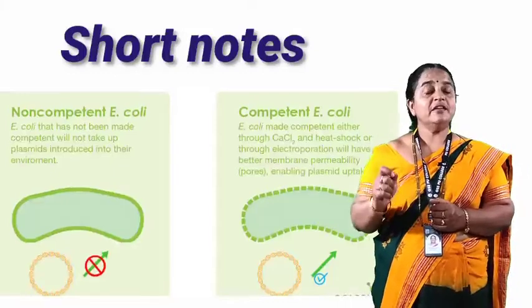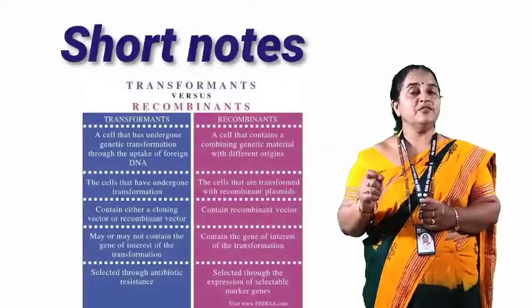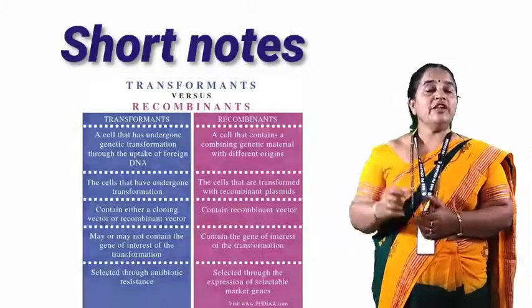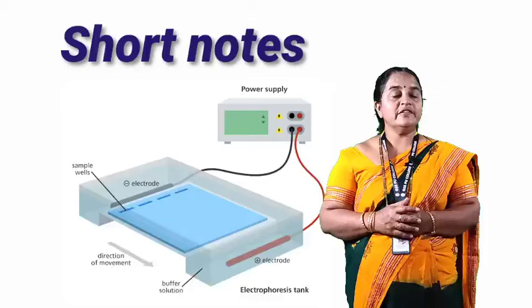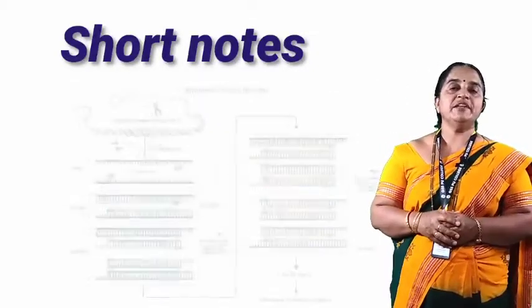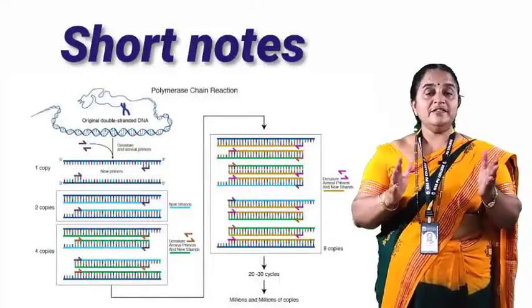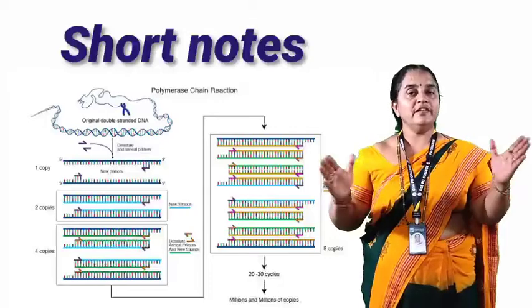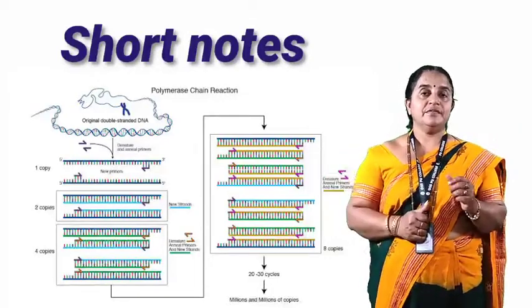Then there are methods in isolating transformants by rejecting non-transformants. There is a short note expected on gel electrophoresis and a descriptive question is expected on polymerase chain reaction. So in this session, let us revise one by one short notes on all these headings.